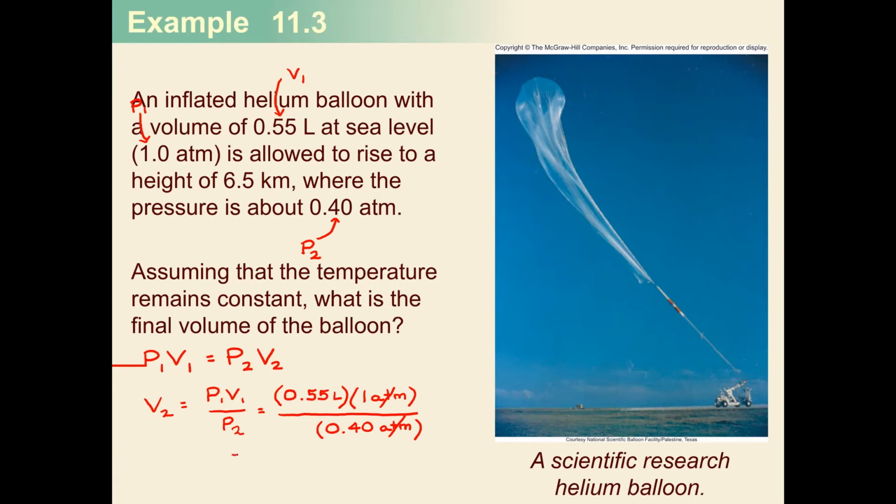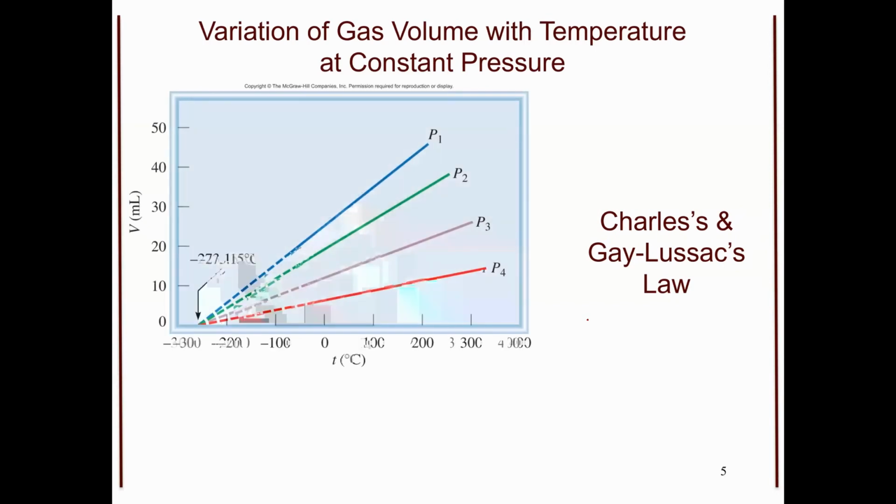So if I put this into a calculator, I will get a value of 1.375 liters. But when it comes to our sig figs, we are going to end up with 1.4 liters of gas at the higher altitude. So because our pressure reduced, we would expect for our volume to get larger. So now let's look at our second law. This is the variation of gas volume with temperature when we have a constant pressure.